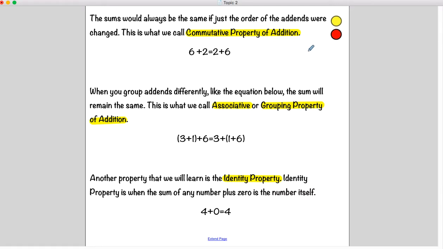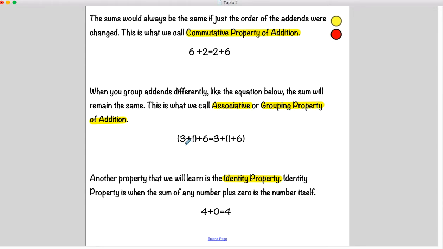We are going to talk about the next one, which is called associative property. Now, when we associate with our friends, we're talking to them, right? And when we are talking with them, we tend to be buddies. And we kind of group them up. So whenever you see parentheses, you know that we're talking about the associative property or the grouping property or kind of like that buddy rule. So when you group addends differently, like the equation below, the sum is going to always remain the same, okay?